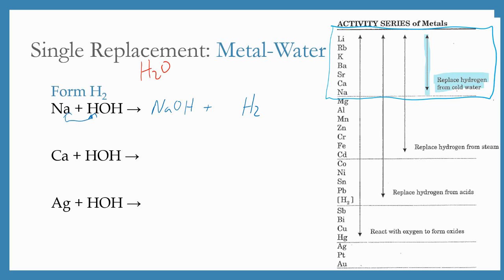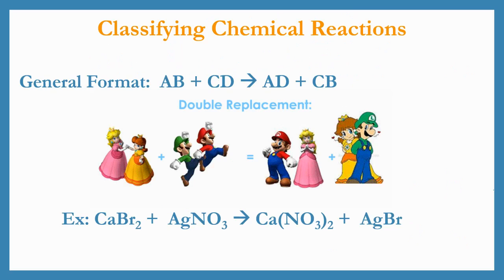Okay, so this is still a single replacement. The hydrogen is going by itself. It goes as a diatomic because it's a gas and it's one of the diatomics, and then sodium takes its place. So again, we need to figure out what happens here. How do we balance this? And sodium has a charge of +1.